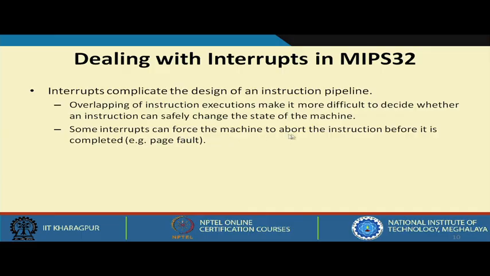Some interrupts can force the machine to stop the instruction before it is completed, like the page fault interrupt. Whenever you are trying to fetch an instruction where the memory location you are fetching from is not there in memory, it has to be fetched from disk. That is the example of a page fault. Under those cases, the instruction has to be restarted after the requested memory contents are brought into memory from disk. You will again execute that instruction, you will be restarting it.